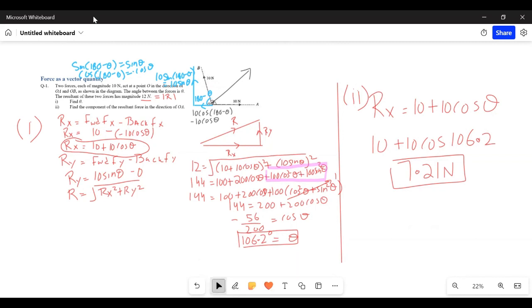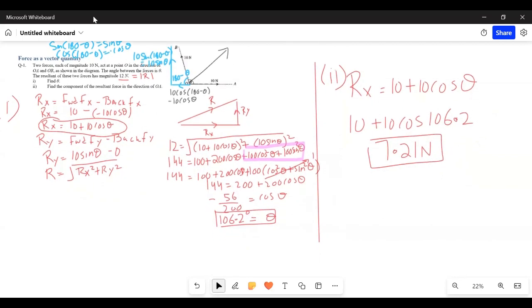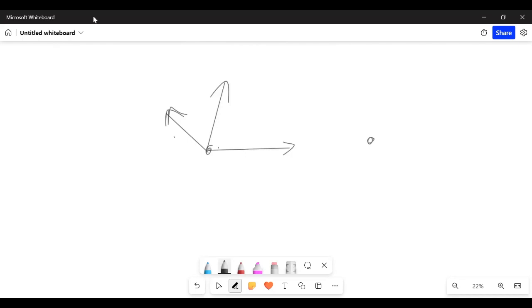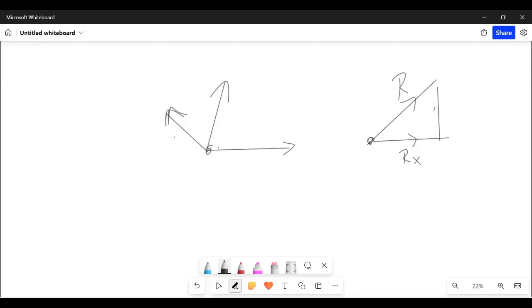So let's quickly recap what we've studied so far. If there are a few forces acting at a point, then you can remove all these forces and say that there's one force R, the resultant force, acting on this point. Now that resultant force R is going to have an X component and a Y component.